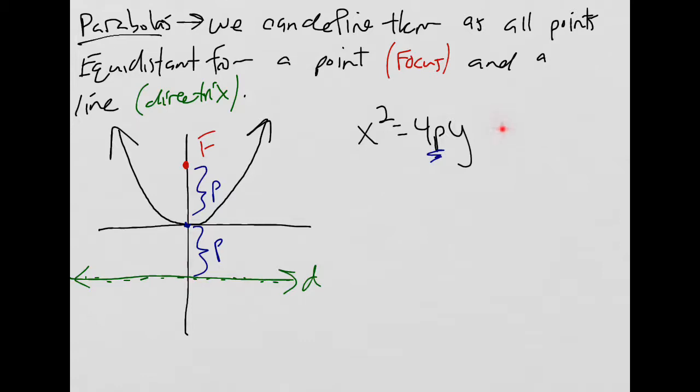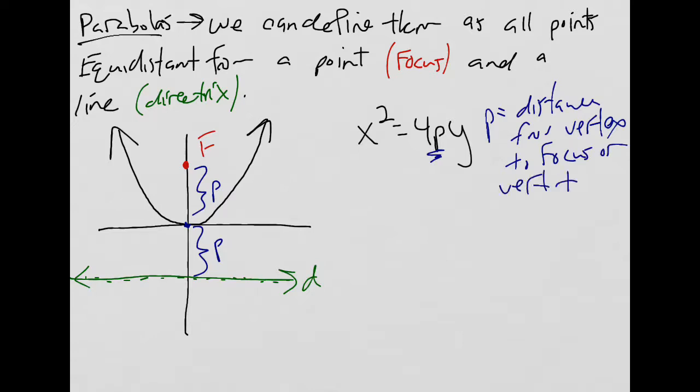So we'll write out p equals distance from vertex to focus, or vertex to directrix, and I'll abbreviate that. All I'm saying there is that this length is my p and that length is my p.